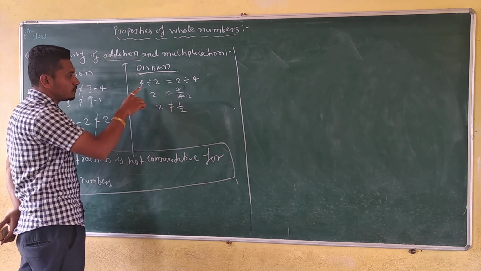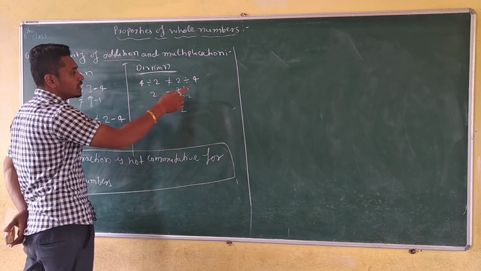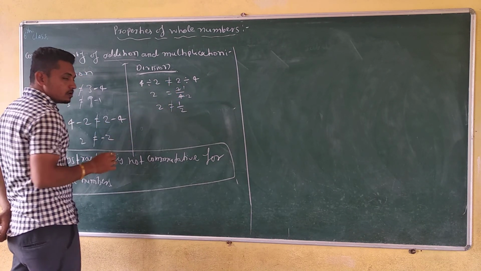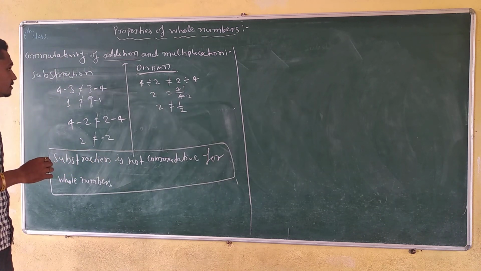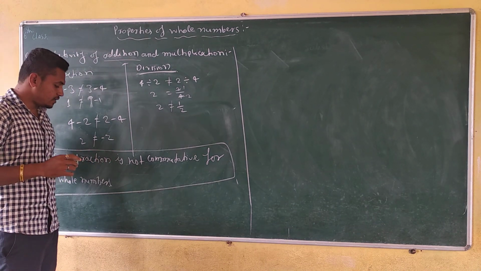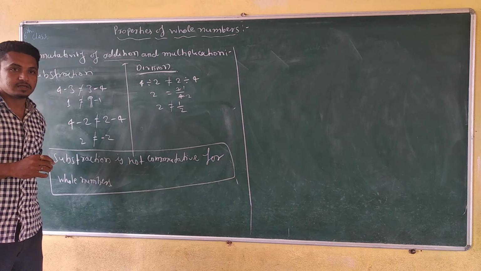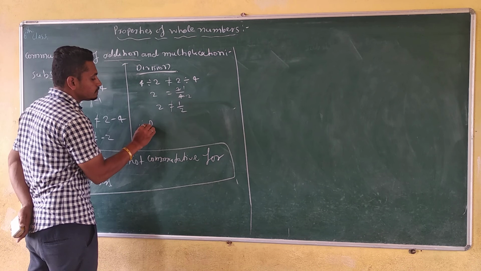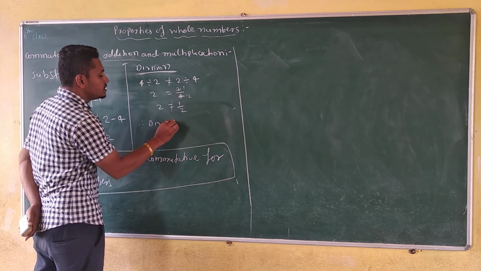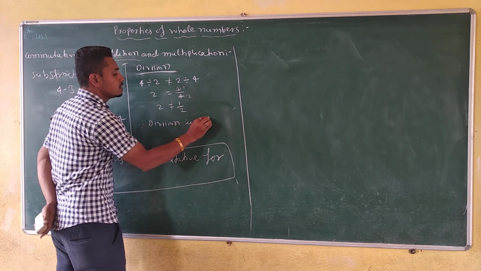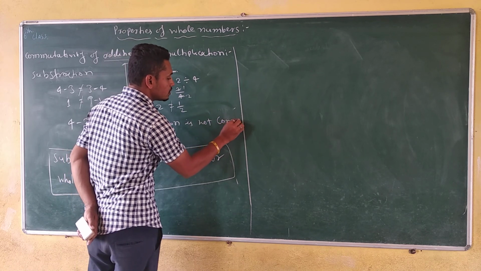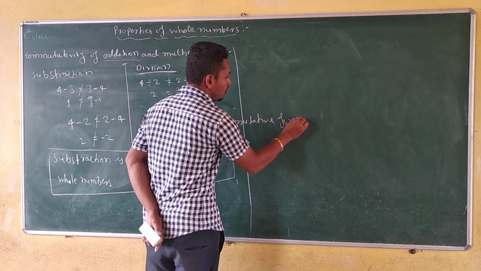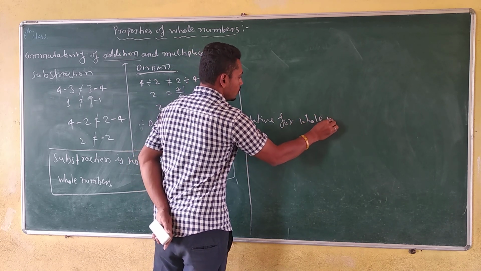Is it right? So 4 divided by 2 is not equal to 2 divided by 4. Which means we conclude that division is not commutative for whole numbers. Right? So division is not commutative for whole numbers.